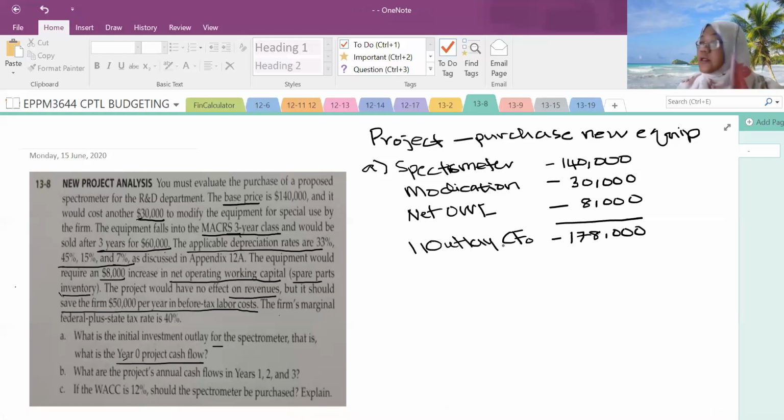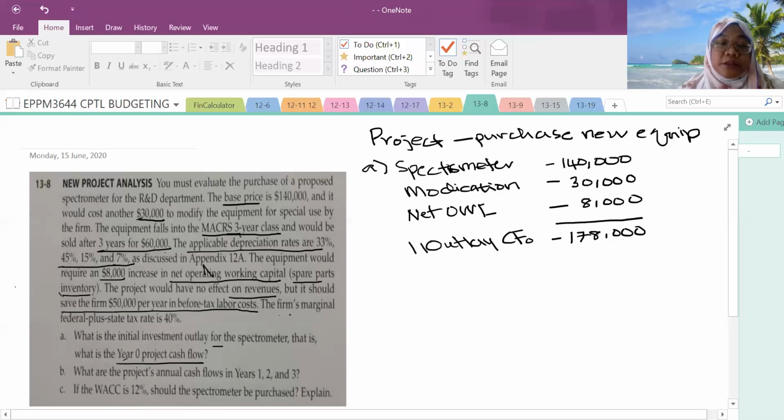Okay, moving on to question B. For question B, what are the project's annual cash flows in years 1, 2, and 3? Part B is asking you to calculate the operating cash flow from T equal to 1 until 3. Okay, so let's do this.